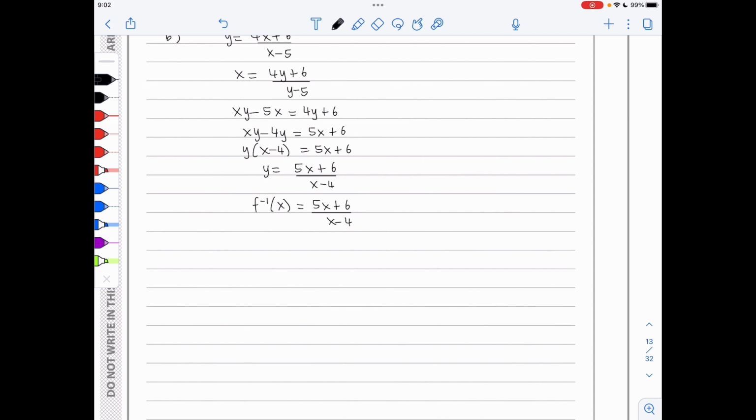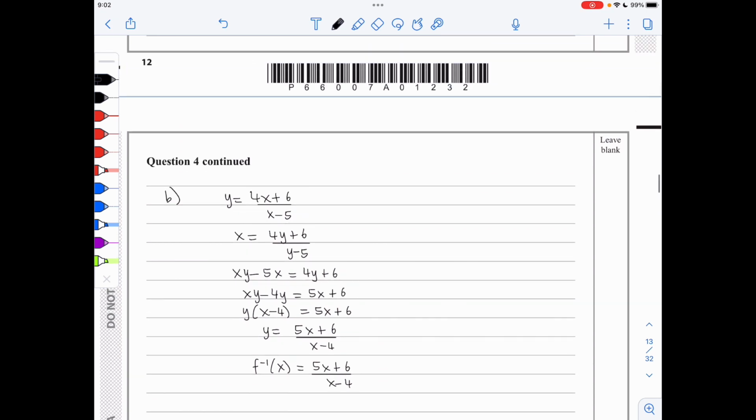However, we are not done. We also need to find the domain of f inverse, and we know that the domain of f inverse will be the range of f. So that will be my starting point. So the domain of f inverse is the range of f. To find the range of f, I will actually sketch f of x.